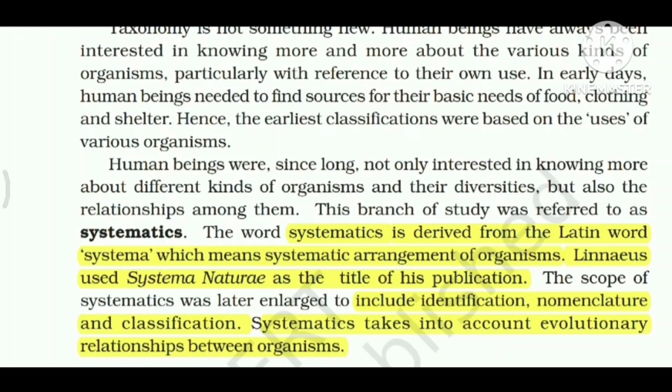By systematics we can know about different kinds of organisms, their diversity and the relationships among them. Systematics is derived from the Latin word systema, which means the different arrangements of organisms, and Linnaeus used Systema Naturae as the title of his publications. It included identification, nomenclature and classification.